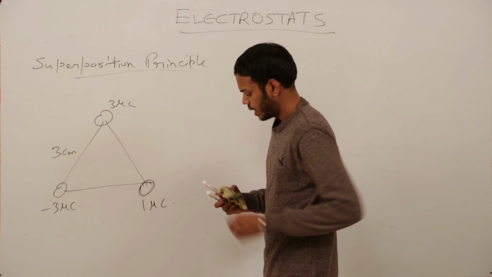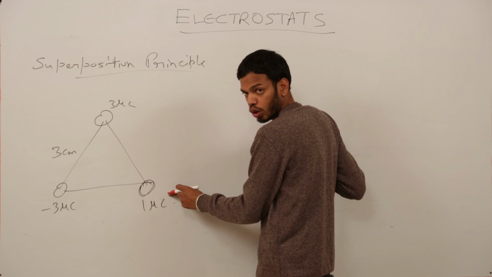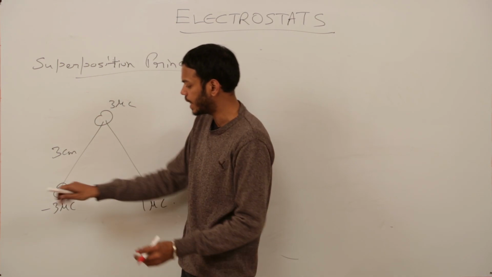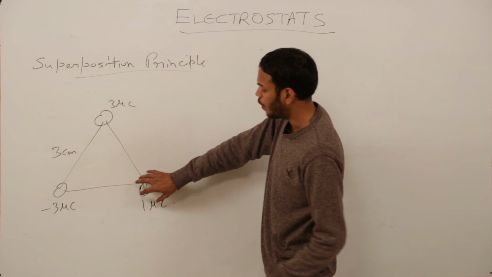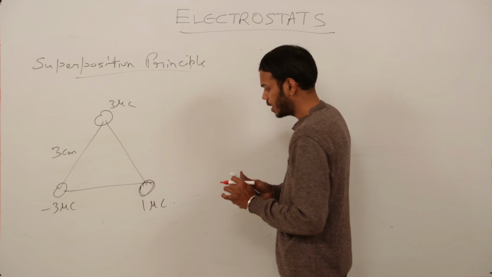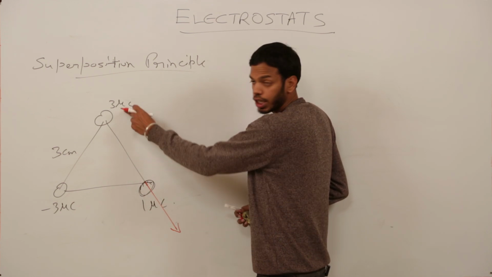This 3 microcoulomb charge will repel this 1 microcoulomb charge, right? So suppose you don't consider that this other charge is even in the picture, how will this charge behave? This is repelling this charge, so it will go away, right? This is the force on this particular charge due to this.